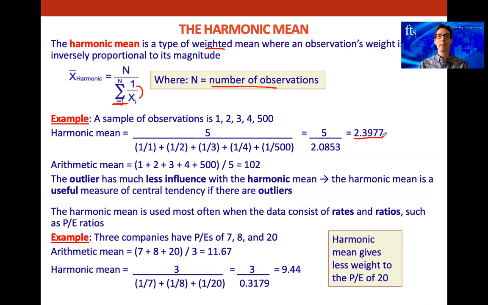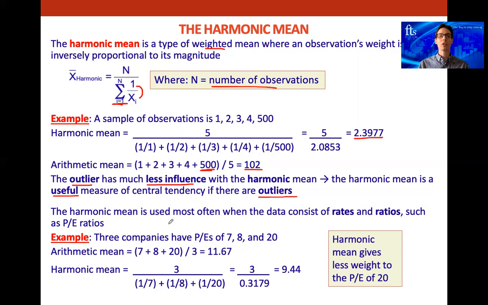Now, if we compare that to the arithmetic mean, we see the arithmetic mean is much, much higher because we've got this one outlier over here, which is causing the arithmetic mean to shoot up. So what we can say is that this outlier has much less influence with the harmonic mean. So the harmonic mean is useful as a measure of central tendency if we've got these outliers. That's what we can conclude.